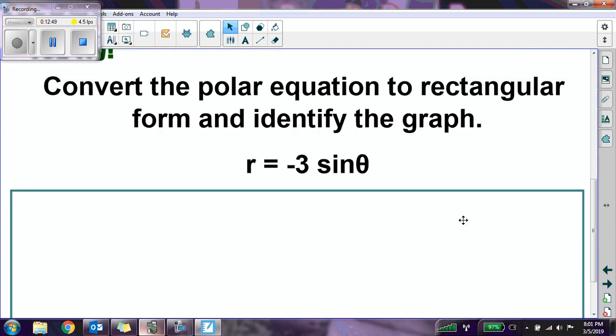So right now, I want to give you 2 of these to try, 1 of each. So at this point in the video, pause it, try this example, or try this problem. When you have completed this problem, go ahead and hit the play button again to check your answer.